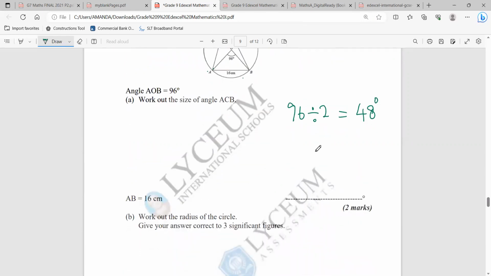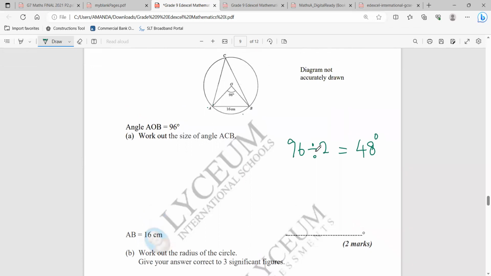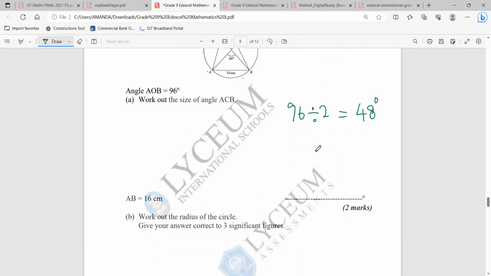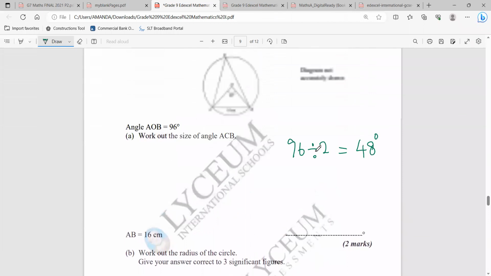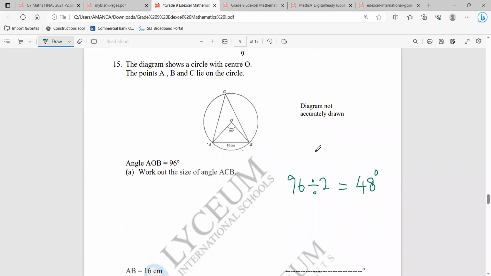Okay, that's done. Work out the radius of the circle. Oh, radius of the circle. How do we do that? Work out the radius of the circle. You get 5 marks. Okay. Radius of the circle. Radius is this. Right. Now, okay, this is an isosceles triangle.